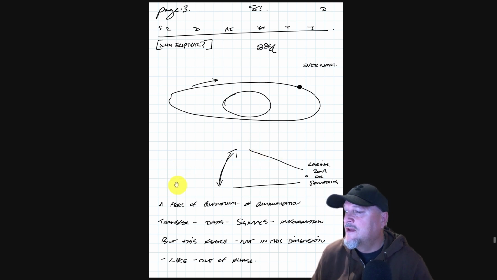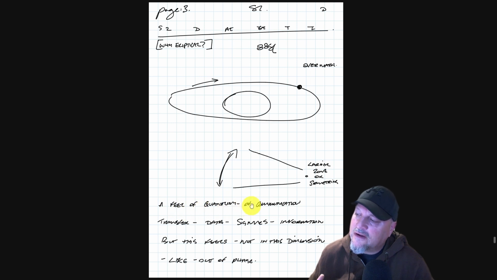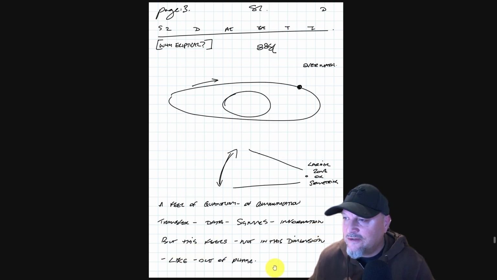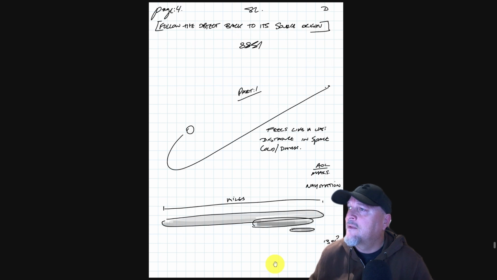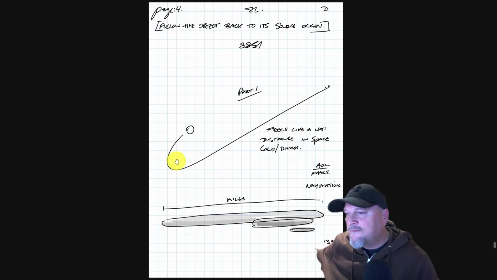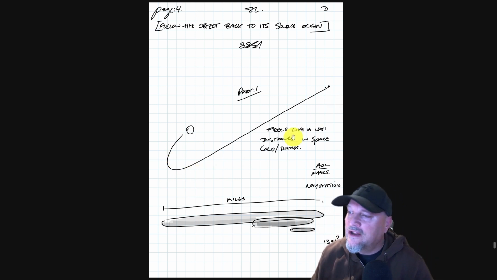I do not know. They felt like there was a quantum communication going on, transfer of data and information. But this didn't feel like it was in this dimension. It felt like it was out of phase with this dimension. So it felt quantum. So I followed the object back to its source origin. And here's the planet. And I felt it came over a vast distance. So there's the object there, almost like me doing back engineering on a reverse journey. So it felt like it came from a vast distance away in time and space. And that gave me an AOL then of Mars as a way station.